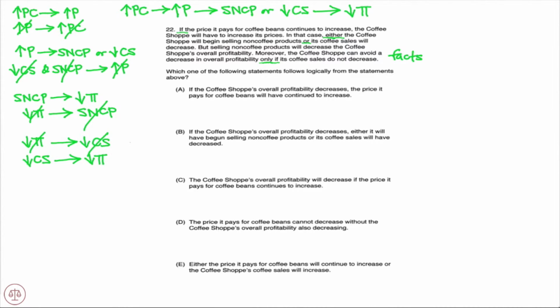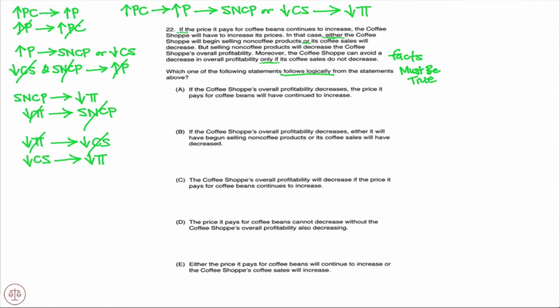So now that we clearly understand what's going on in the passage, which one of the following statements follows logically from the statements above? Follows logically, this is a must-be-true question, looking for the answer choice that is 100% supported by the information we just encountered in the passage. So let's take a look at A. If the coffee shop's overall profitability decreases, then the price it pays for coffee beans will have continued to increase.